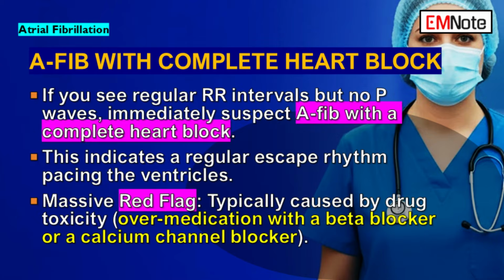Okay, here's a scenario that can be a real trap. If the RR intervals look regular but you still don't see any P waves, what should you immediately suspect? That pattern should make you think of atrial fibrillation with a complete heart block. What you're seeing is a regular escape rhythm that's taken over pacing the ventricles. It's a massive red flag for drug toxicity. Like too much beta blocker. Exactly. Over-medication with a beta blocker or a calcium channel blocker is the classic cause. That escape rhythm is all they have.